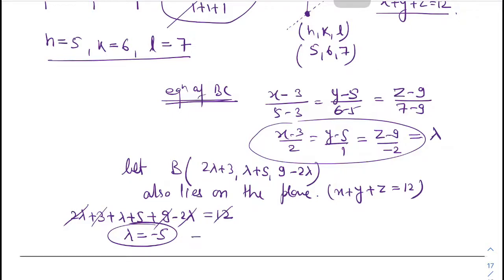If lambda is minus 5, now we can write the coordinates of this B. Just put the value of lambda. So minus 10 plus 3 will be minus 7, minus 5 plus 5 will be 0, and 9 plus 10 will be 19. So this is our answer.